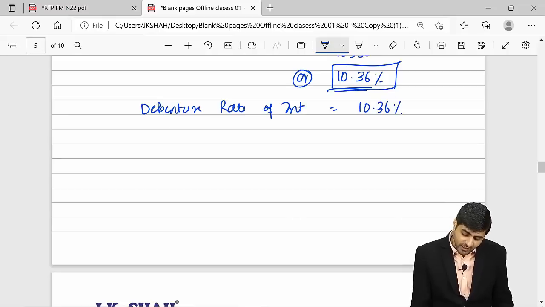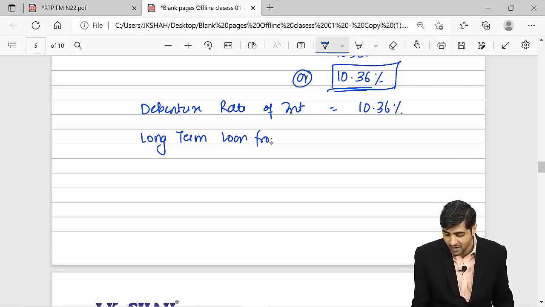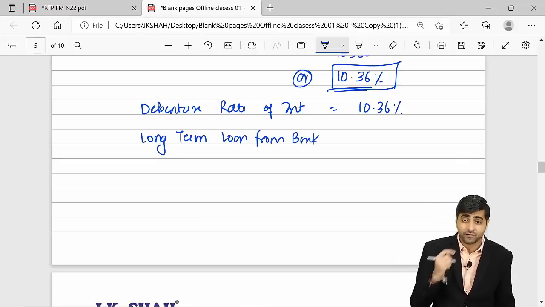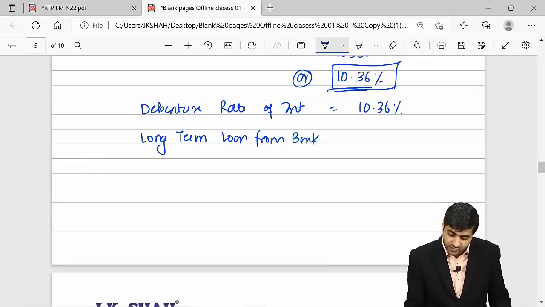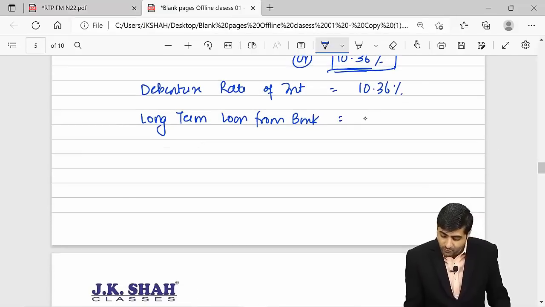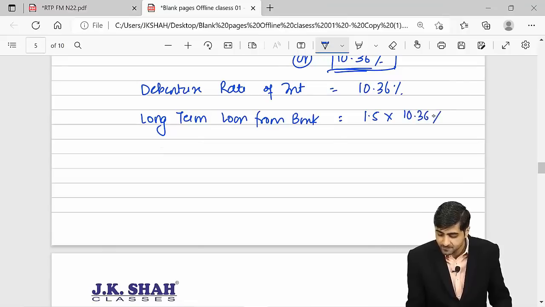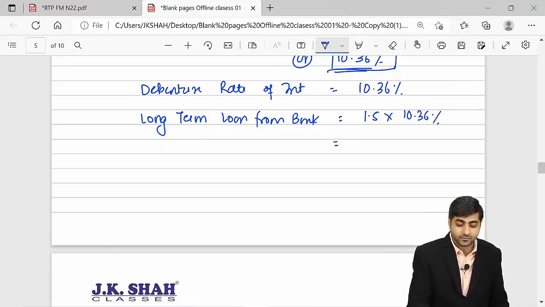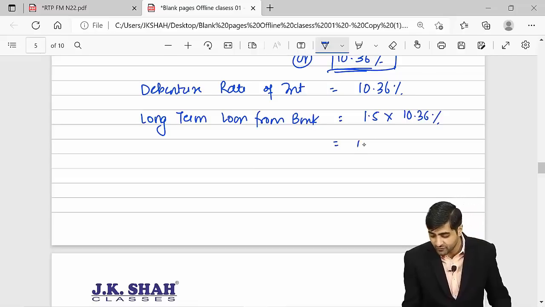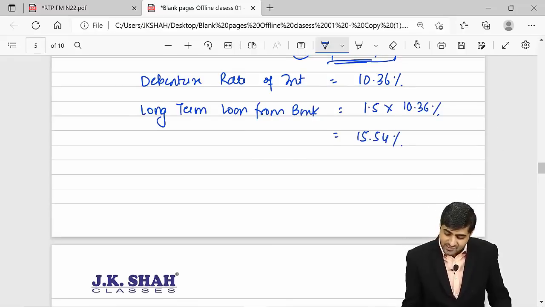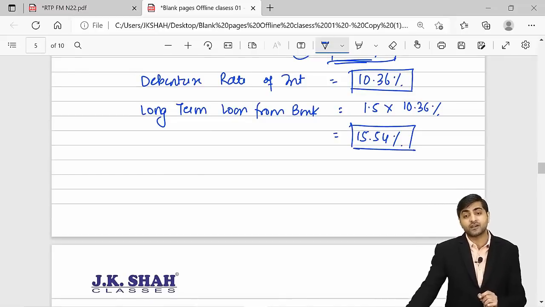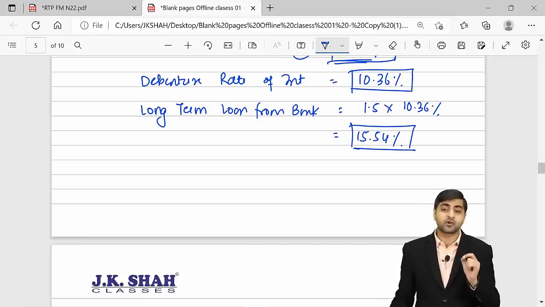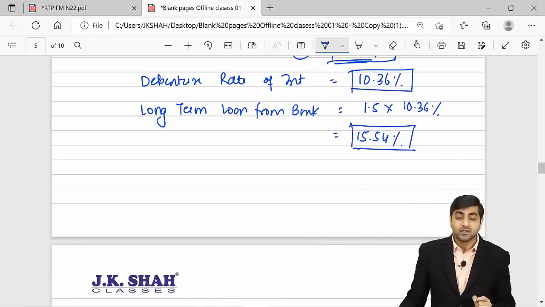So similarly, now for your long term loan from bank, what should be your rate of interest? So it is specifically given to you that it is 1.5 times that of debenture. So we are just now going to take 1.5 into 10.36, and that will be nothing but 15.54%. So guys, this is now your final answer which was asked in the particular question, that what should be your debenture rate of interest and what should be your rate of interest for your long term loan from bank.